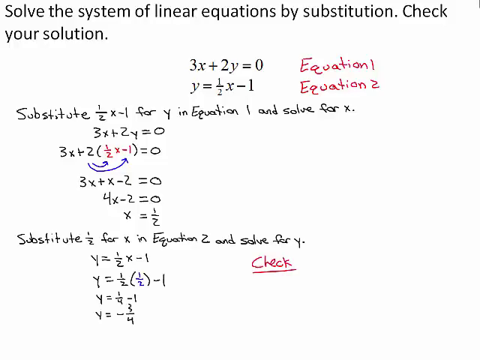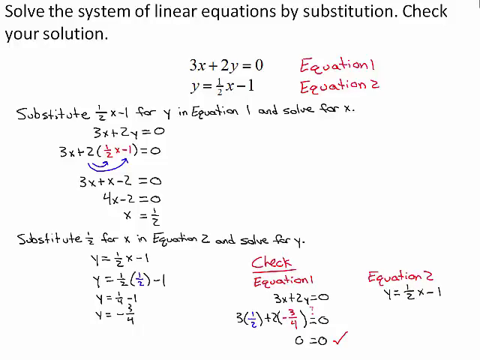Next, check your solution. To check your solution, substitute 1/2 for x and -3/4 for y in each of the original equations. Equation 1 is 3x + 2y = 0. Substitute 1/2 for x and -3/4 for y. 3 times 1/2 is 3/2, and 2 times -3/4 is -3/2. 3/2 plus -3/2 equals 0. Because 0 = 0 is always true, (1/2, -3/4) is a solution of equation 1.